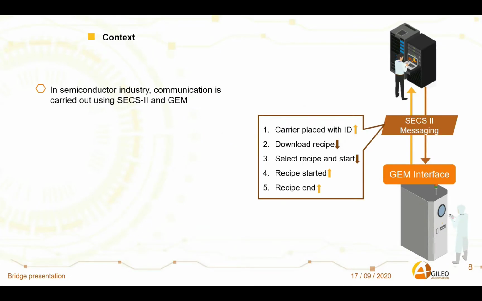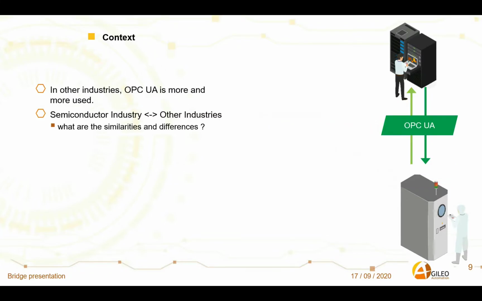In the semiconductor industry, the communication is carried out using SECS2 and GEM standards. In this demonstration, only SECS2 was used. In other industries, the OPC-UA standard is used more and more for communication purposes. In the future, OPC-UA could be used in the semiconductor industry as well, and the purpose of this research was to know if the needs of semiconductor industries could be met by the OPC-UA standard.